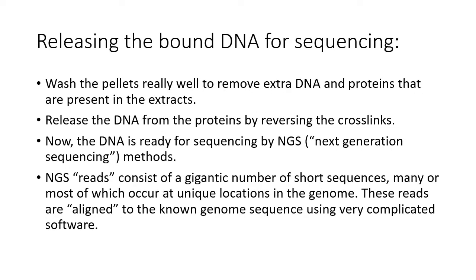Okay, so now we wash really well to make sure we get rid of any extra DNA and proteins that are present. And then we release the DNA from the proteins by reversing the crosslinks. So now the DNA is ready for sequencing by next-generation sequencing methods. What is produced from this is a gigantic number of short sequences, most of which will occur at unique locations in the genome.